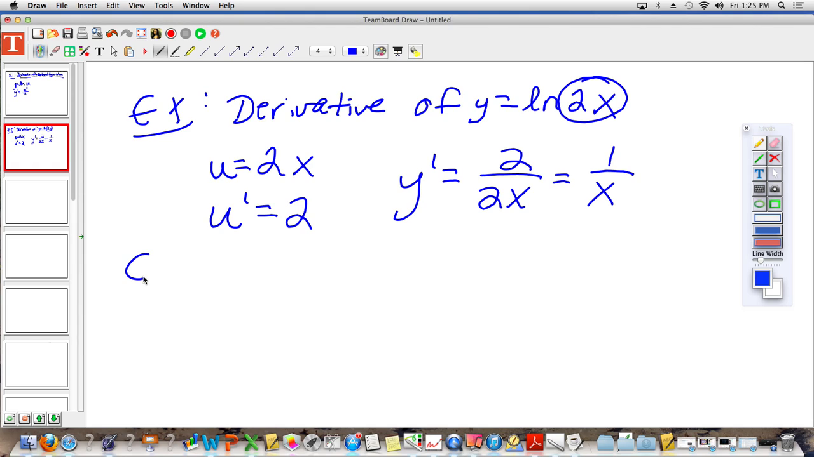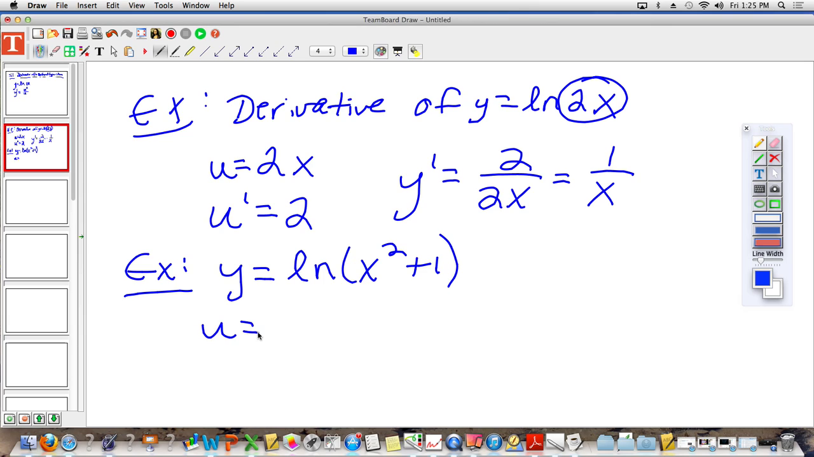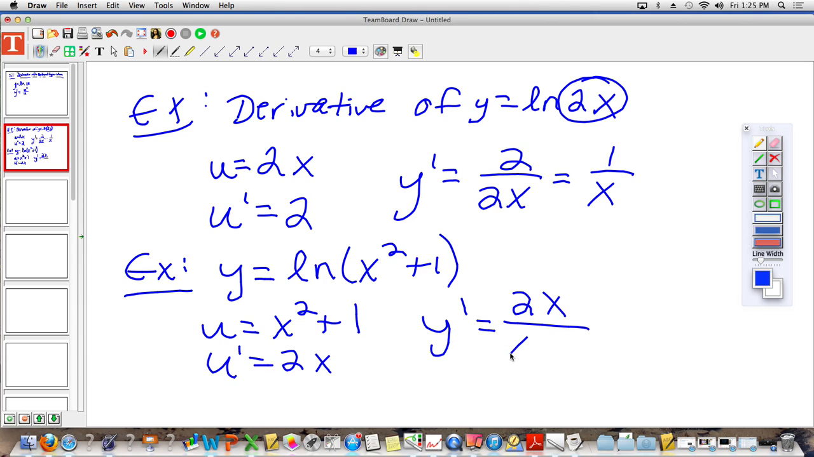All right, another example. Y is equal to the ln of x squared plus 1. Find the derivative. All right, what's u? X squared plus 1. What's u prime? 2x. It is 2x. So what's the derivative of y? 2x over x squared plus 1. Very good. It's the derivative on top, 2x. On the bottom is the function x squared plus 1. It's u on the bottom.